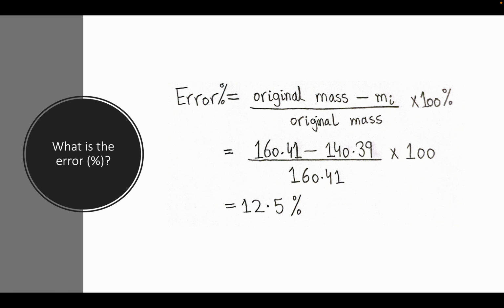So now we have to find the error percentage. In error percentage, you use the original mass, you subtract from it the mass we found from the ideal gas equation, and we divide it by the original mass, and then we multiply it by 100 to get it in the form of a percentage, and then we get 12.5% as the error using the ideal gas equation.